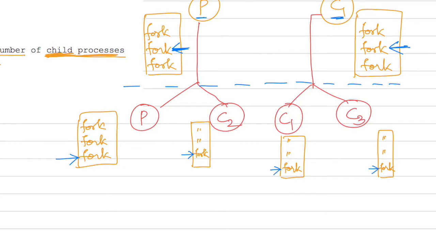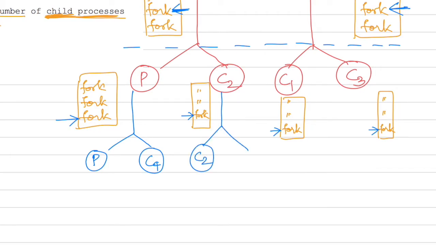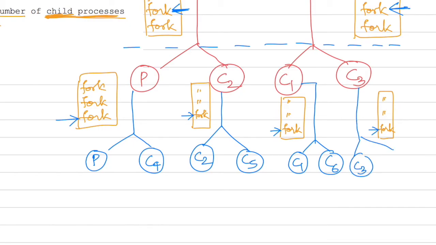And now when the third fork happens, again the same process. P remains as it is, and P will create a new child which will be C4. Same happens with C2: C2 remains as it is, and C2 will create a new child which will be C5. Same goes for C1: C1 remains as it is, C1 creates a new child which will be C6, and same goes for C3. C3 remains as it is, and gives a new child C7. And now all the 3 fork statements are executed.